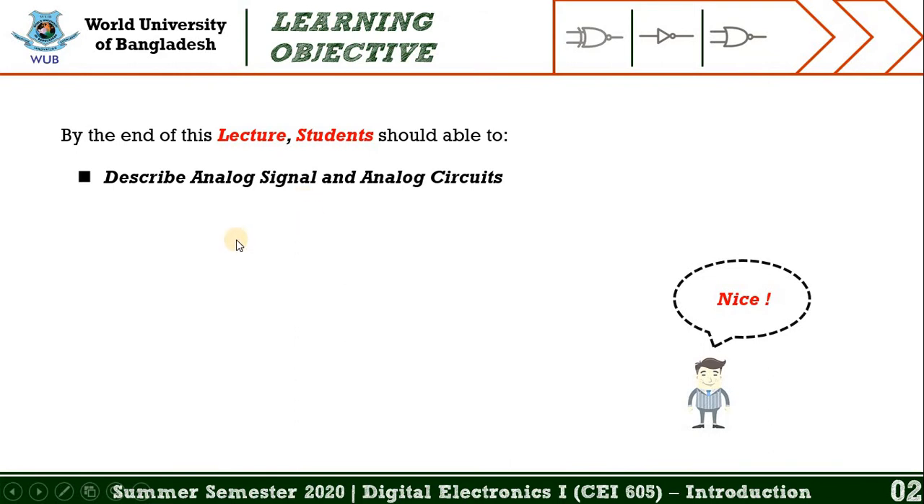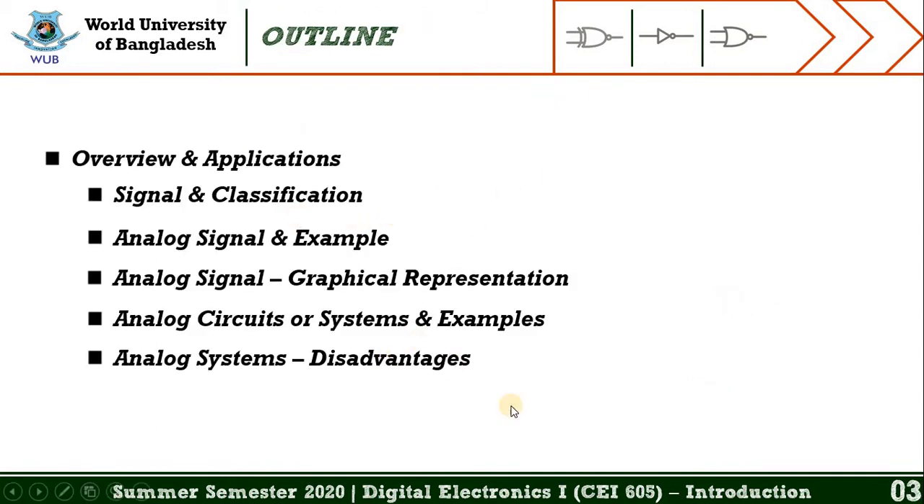By the end of this lecture, you will be able to describe analog signals as well as analog circuits. Now we need to move into the next slide. From this slide, we are getting an overview of this lecture. You can see there are lots of things we need to learn, such as signal and classification, analog signal and example, analog signal's graphical representation, and so on. So let's not waste our time, let's dig into it. We need to move into the next slide.